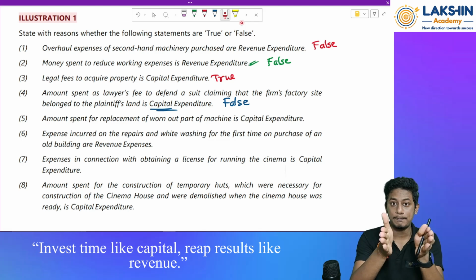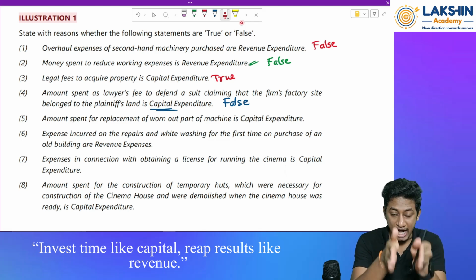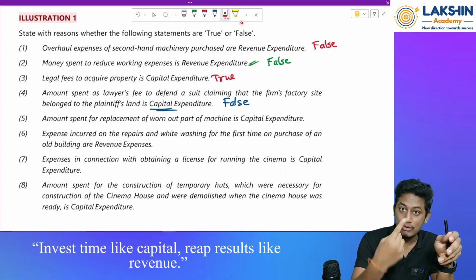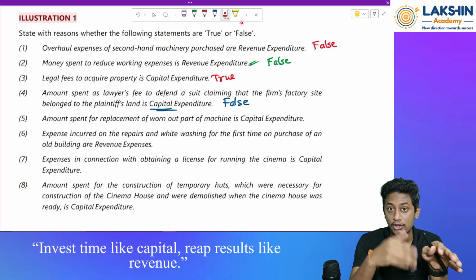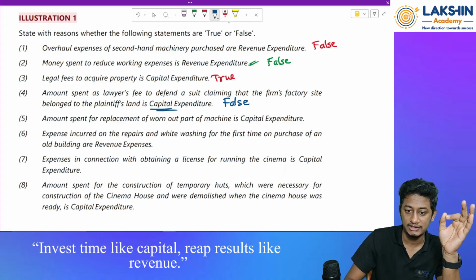Right? Your disc pads, whatever the disc brake you have, that has some pads inside it, right? So that brake pad will also get corroded as you brake again and again. So you might have to change it again. So it might not give you the benefit of more than 1 year sometimes. So because of that, this will be a revenue expenditure. So the answer is false again.